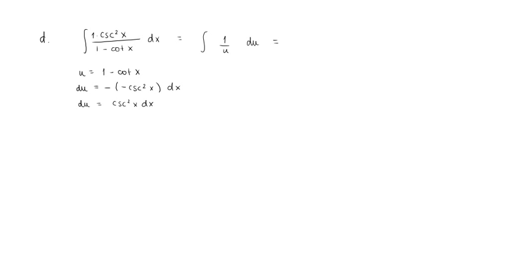And so I have this, the integral of 1 over u du, which is just ln of absolute value of u plus c, and u in this case is just 1 minus cotangent of x. That means my final result is ln of 1 minus cotangent of x in absolute value plus my constant c.